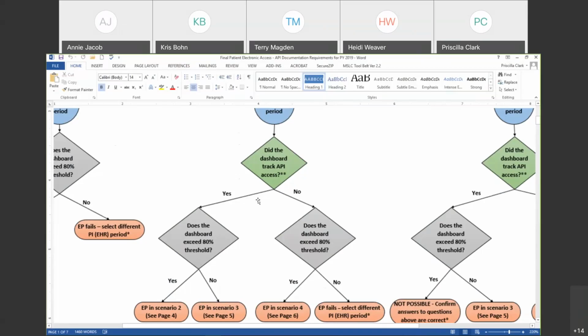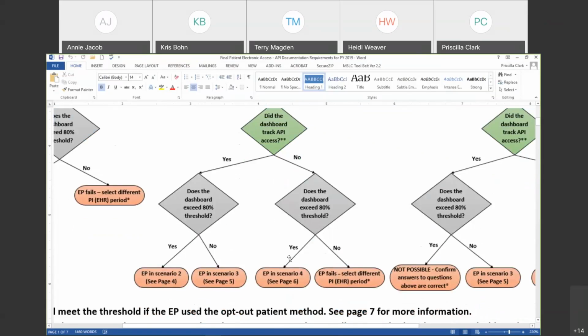Going all the way back up, right here, did the dashboard track API access? If no, then you're going to ask the question, does the EP dashboard exceed the 80% threshold? If yes, that EP is in scenario 4, and you will look at page 6 to determine what documents are required. But if the dashboard did not exceed the 80% threshold, you are supposed to follow the arrow to the right, which shows the EP failed, and that the EP should select a different PI reporting period.